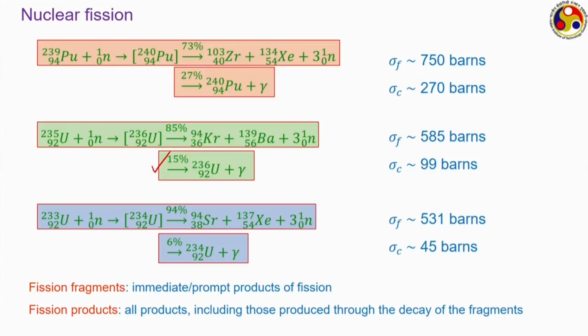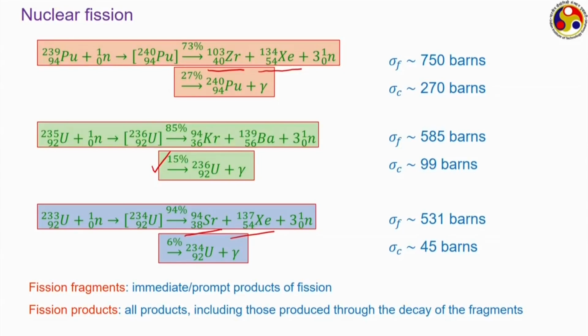Here I would like to introduce two terms, one is fission fragments, the other is fission products. Fission fragments refers to the immediate products of the fission. Say if you focus on the first reaction involving plutonium, here Zr-103 and Xe-134, these are the fission fragments, because these two are produced immediately from the fission reaction. Similarly, for the last example involving uranium-233, this Sr-94 and xenon-137, these are the fission fragments.